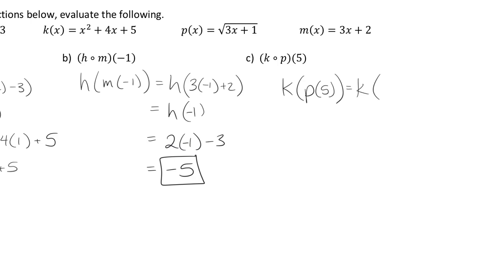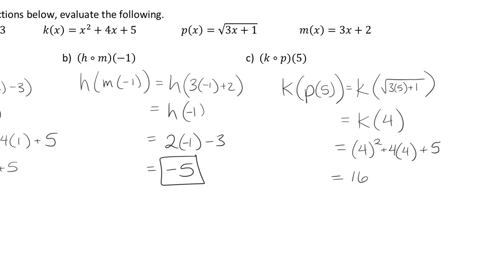The inside is square root of 3 times 5. So when you do the square root of 3 times 5 plus 1, you do 16, the square root of 16 is 4, I think. So 16 plus 5 is 32 plus 5 is 37. Yeah, I can't do it on paper. Like I get it in my head.